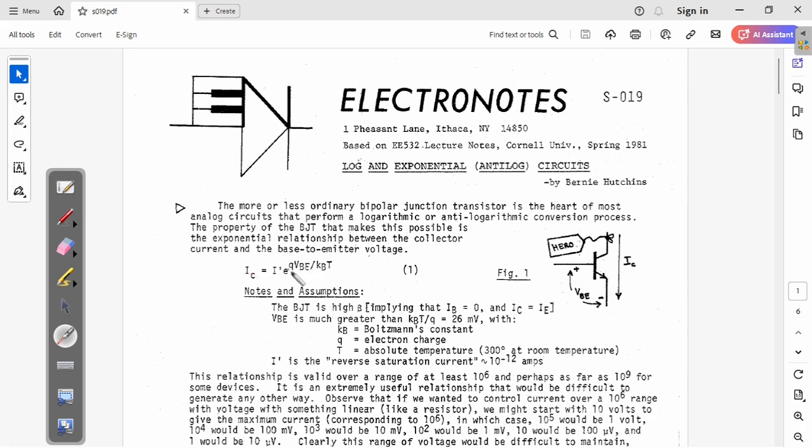But the problem with this equation is you have that I prime, and I prime is temperature dependent. And there's also KB, the Boltzmann constant, but there's a T here, which is also a temperature. So this thing is very dependent on the temperature. So if VBE is constant, IC may not be a constant value. It may change because of the temperature. So that's a big problem.